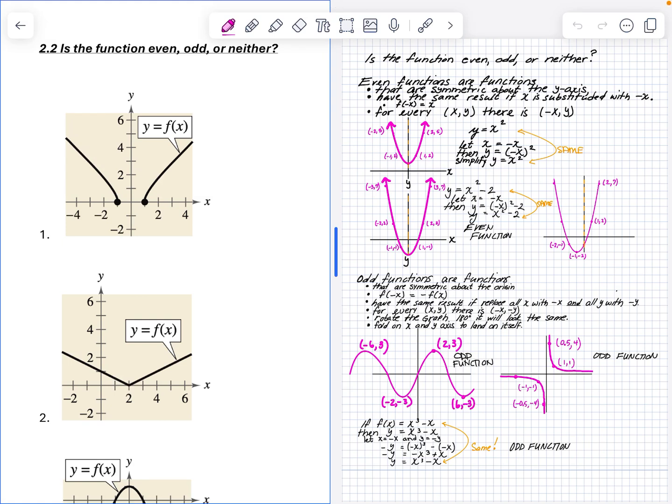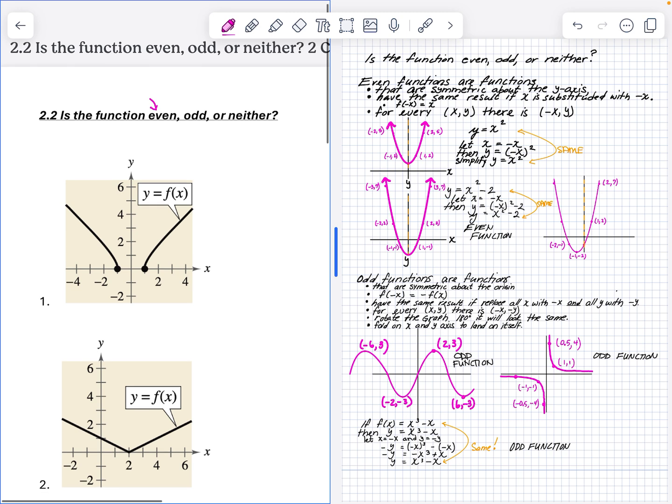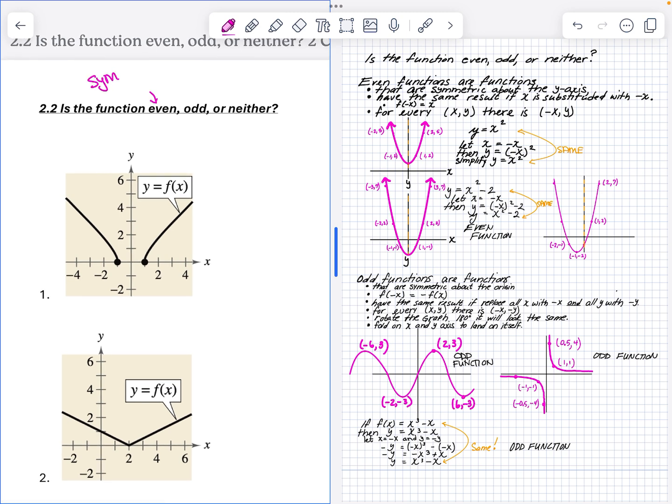Okay, friends, so this video is going to be on determining if a function is even, odd, or neither. A function is even if it is symmetric on the y-axis. In other words, if you fold it along the y-axis, it will land on itself.